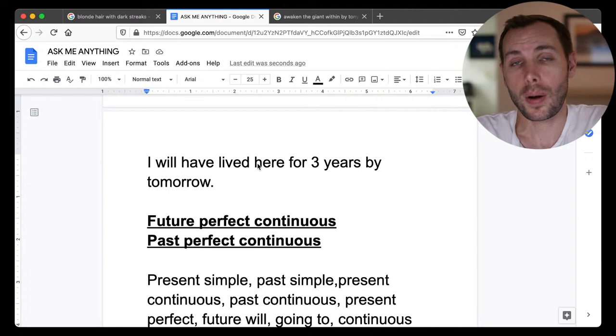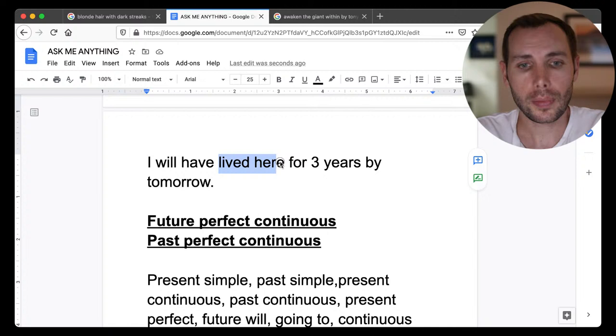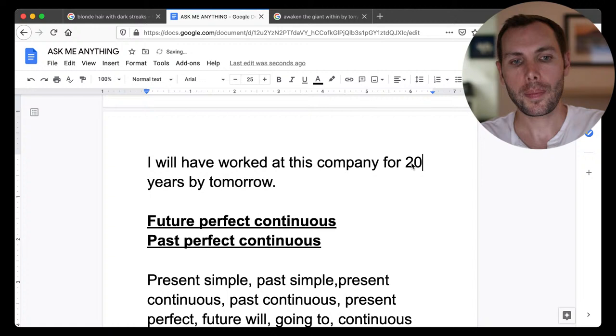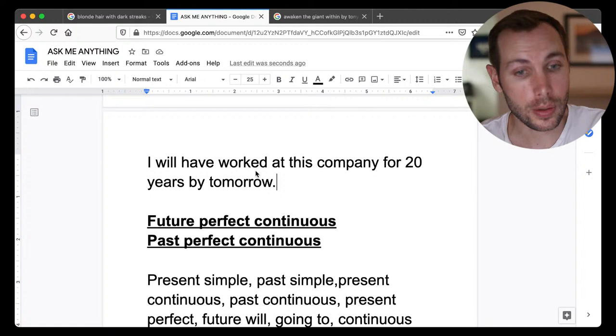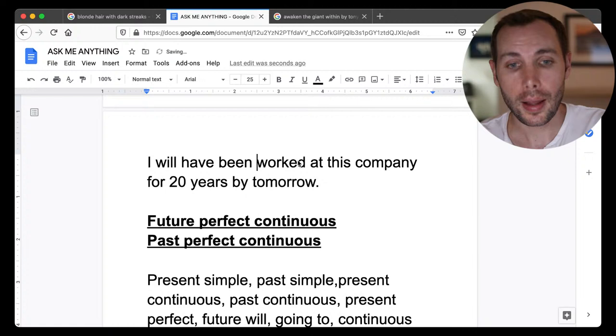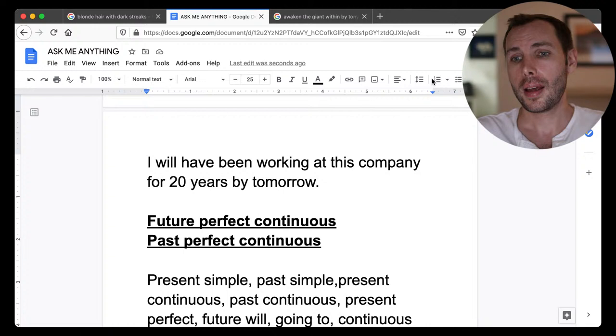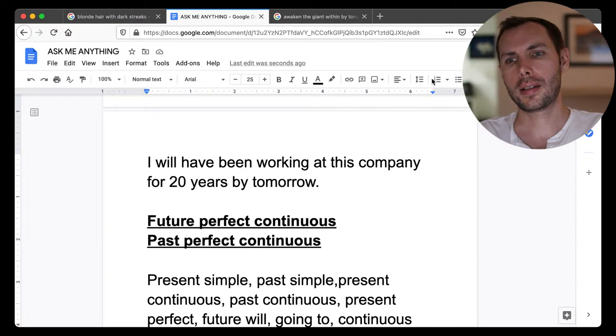So, I mean, there are situations when you could say that, right? I will have worked at this company for 3 years, or, you know, 20 years by tomorrow. You could change this to continuous as well. Future perfect continuous. I will have been working at this company for 3 years, so 20 years by tomorrow. Okay, so you're not going to say this kind of sentence too often. It's a really good sentence to be able to say, but it's not something you're going to say every day. It's kind of used for specialized situations. So I would say it's not that commonly used, but it's still good to know how to use it.